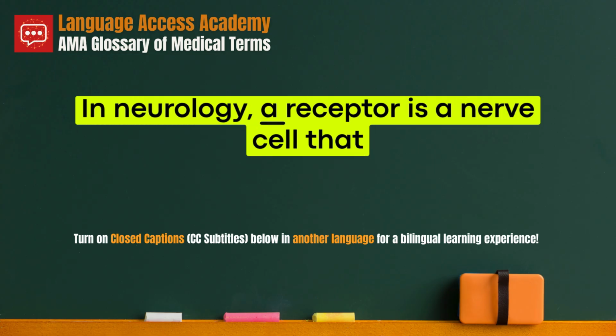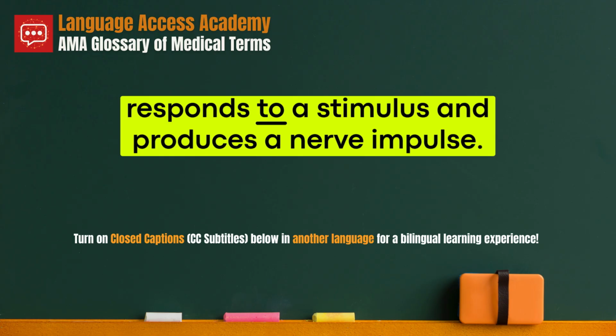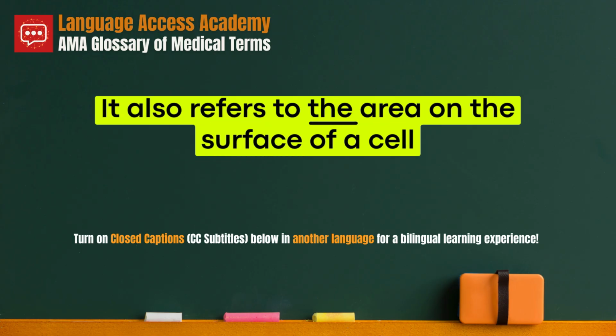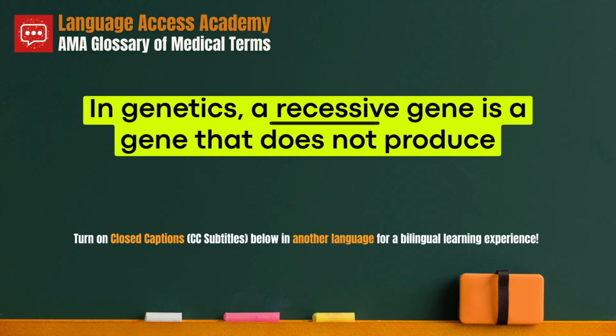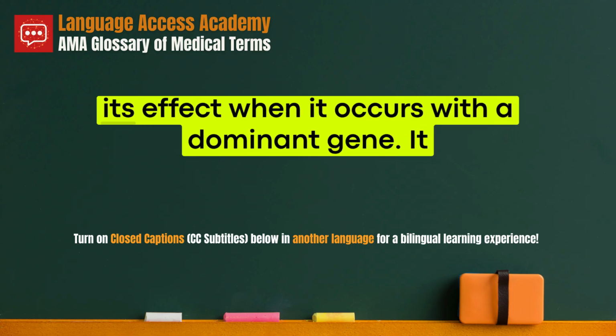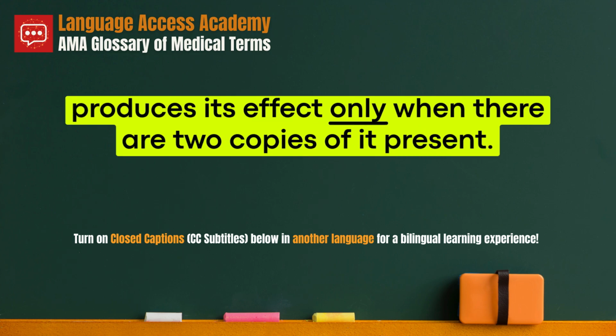In neurology, a receptor is a nerve cell that responds to a stimulus and produces a nerve impulse. It also refers to the area on the surface of a cell that a chemical must bind to in order to have its effect. In genetics, a recessive gene is a gene that does not produce its effect when it occurs with a dominant gene. It produces its effect only when there are two copies of it present.